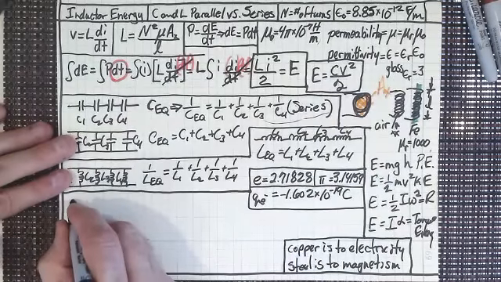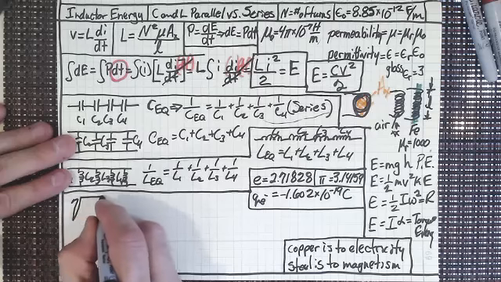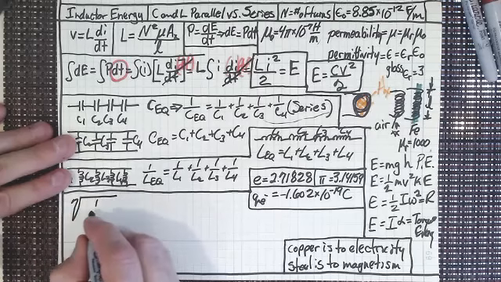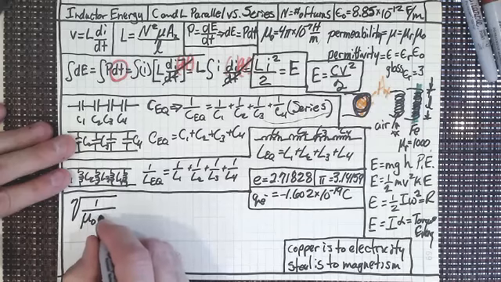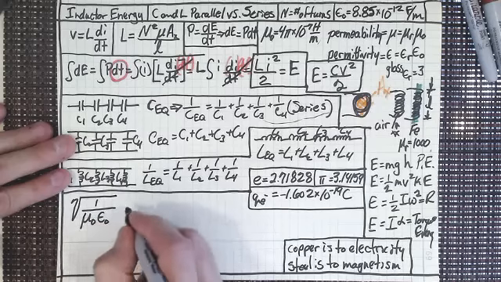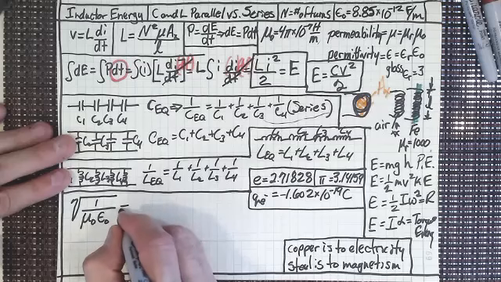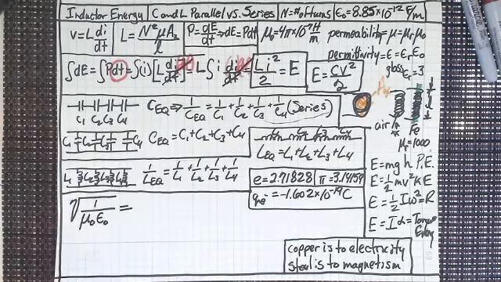What is the square root of 1 over mu sub 0 epsilon sub 0? Plug that into your calculator. You're going to plug it into your calculator at the same time I'm plugging into my calculator, and we'll see who can calculate better.